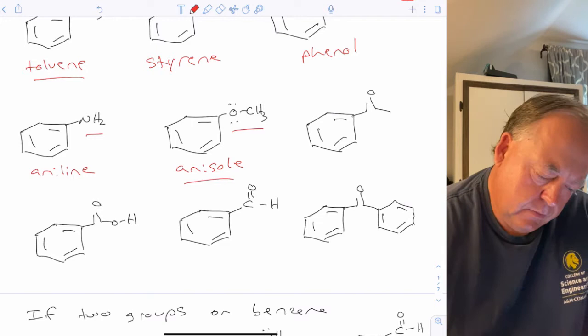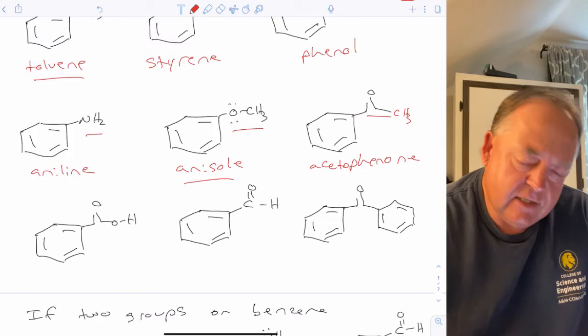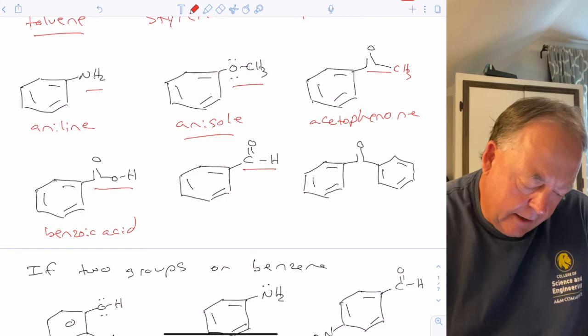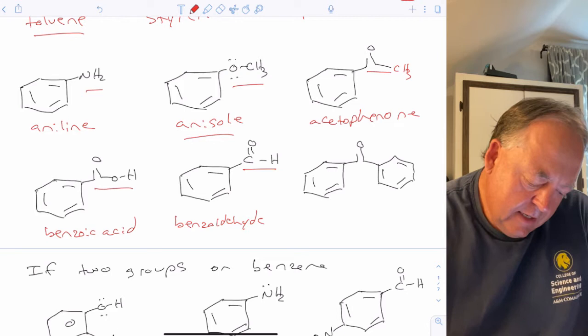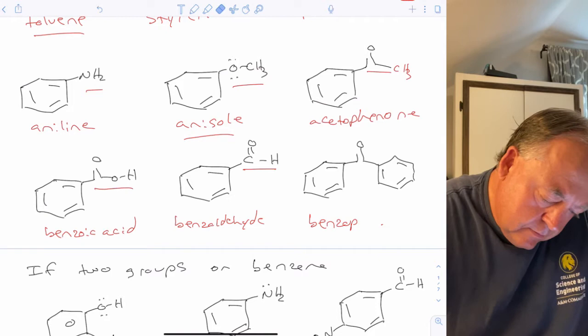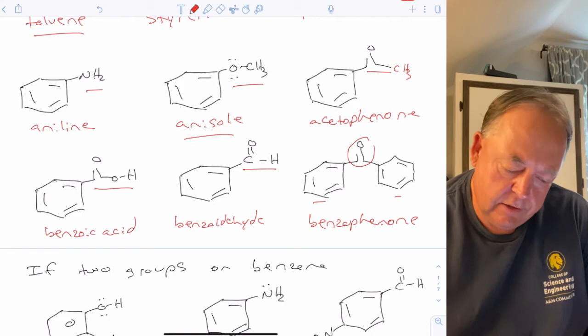This ketone on benzene, C double bond O, CH3, it has to be that. That's called acetophenone. If you have this carboxylic acid on benzene, that's called benzoic acid. This aldehyde on benzene, that's called benzaldehyde. And this is called benzophenone. Two benzene rings with a C double bond O in between is benzophenone.